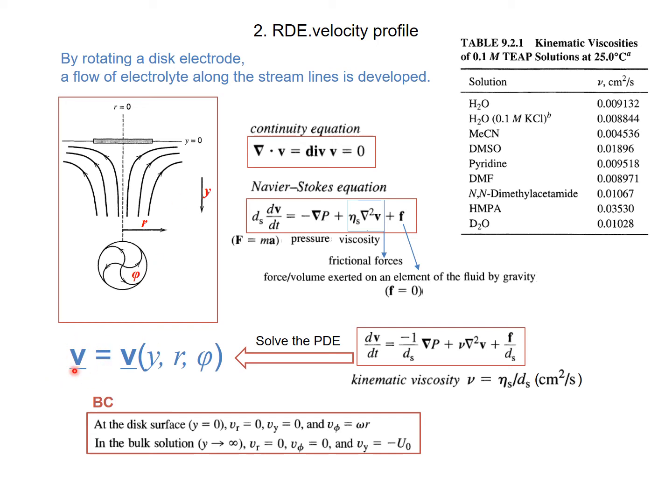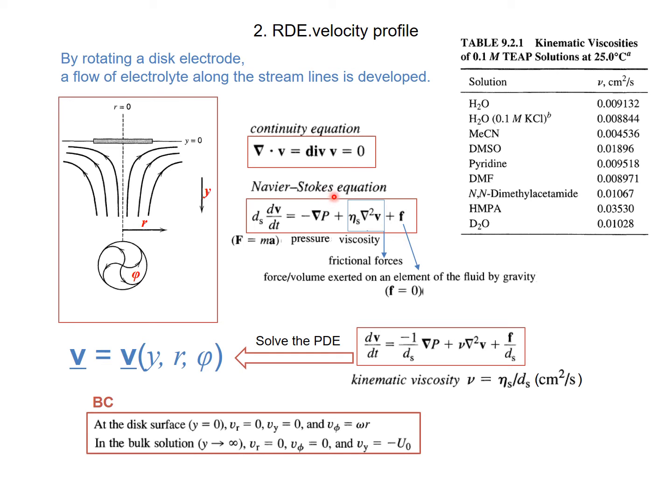So velocity would be a function of y in this direction, radius in this direction, and phi on the surface of the electrode. We could obtain the velocity profile by using two equations. The first one is the continuity equation, which indicates the divergence of velocity is 0. The other is the Navier-Stokes equation.